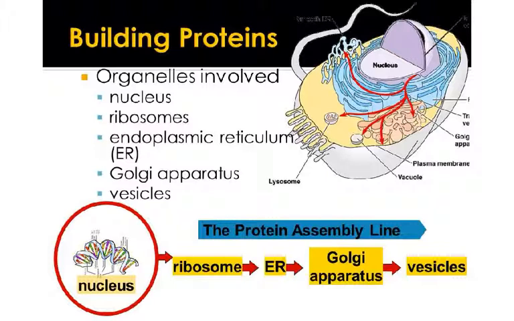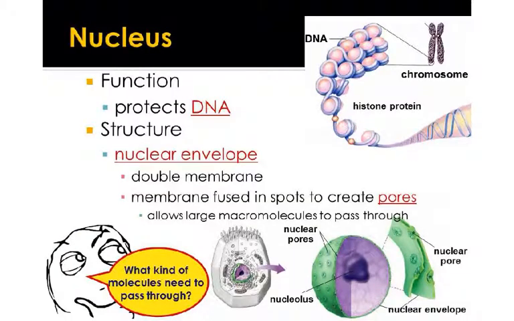The organelles involved in this process are the nucleus, ribosomes, the endoplasmic reticulum, the Golgi, and vesicles. The function of the nucleus is to protect the DNA. The nucleus consists of a nuclear envelope which has little holes in it known as nuclear pores through which things can enter and leave the nucleus.